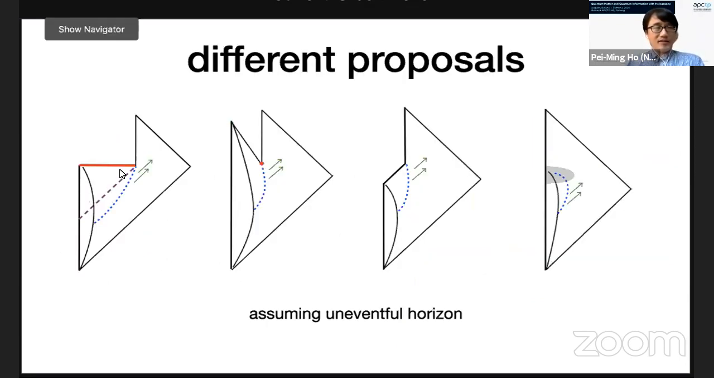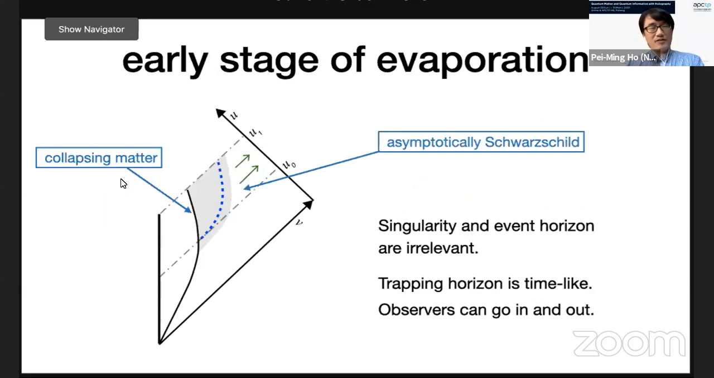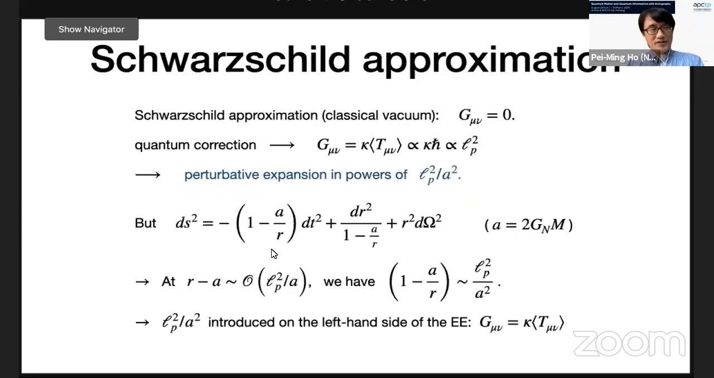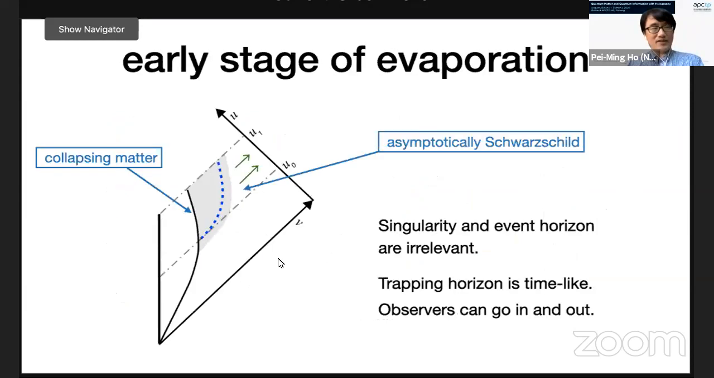Now, again, depending on your UV theory, at the end of the evaporation you may get different Penrose diagrams, but we will be focusing on the early stage of the evaporation. For that part, all these proposals would look very similar. So we have a single Penrose diagram like this to talk about. You have an asymptotic Schwarzschild metric far away from the horizon. And within this regime, you may expect something different.